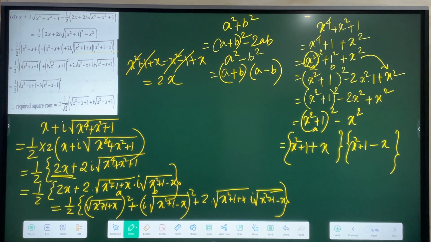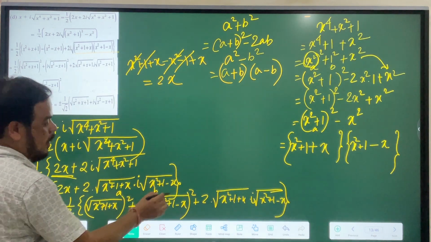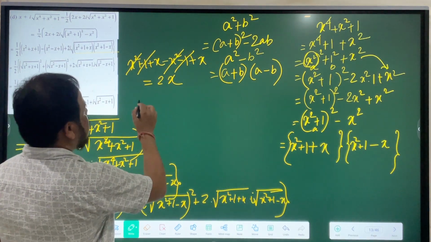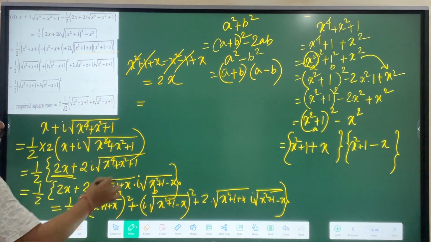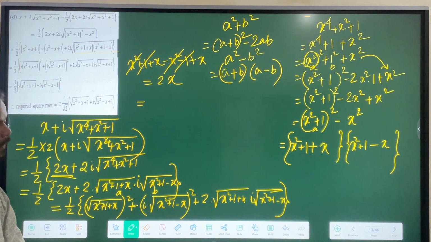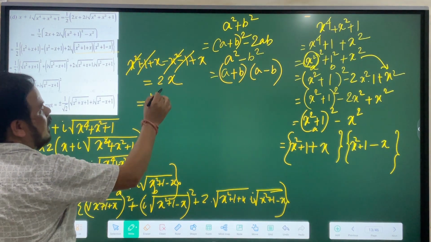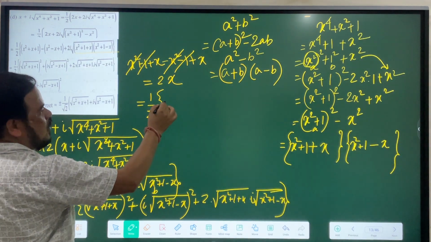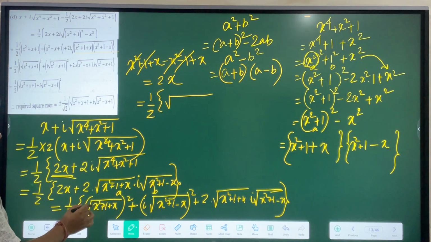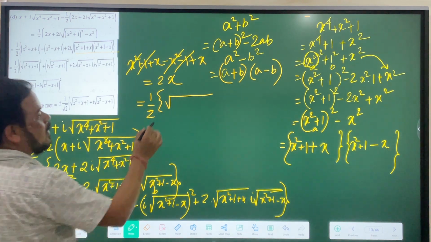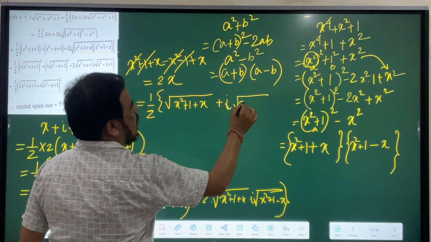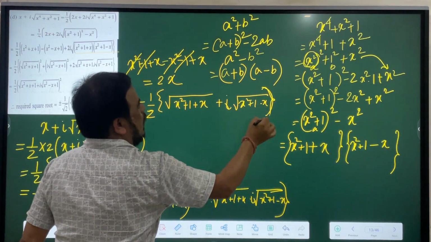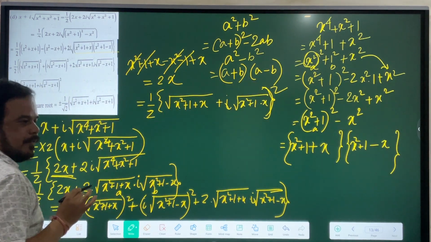I hope you understand. So what is there? Half a square plus b square plus 2ab is equal to, I am writing here, it is already there in this page. So just for you, I have given a little explanation. Half is there, then we will write a plus b whole square. What is a? Square root of x square plus 1 plus x. Plus b, i times square root of x square plus 1 minus x. a plus b whole square.